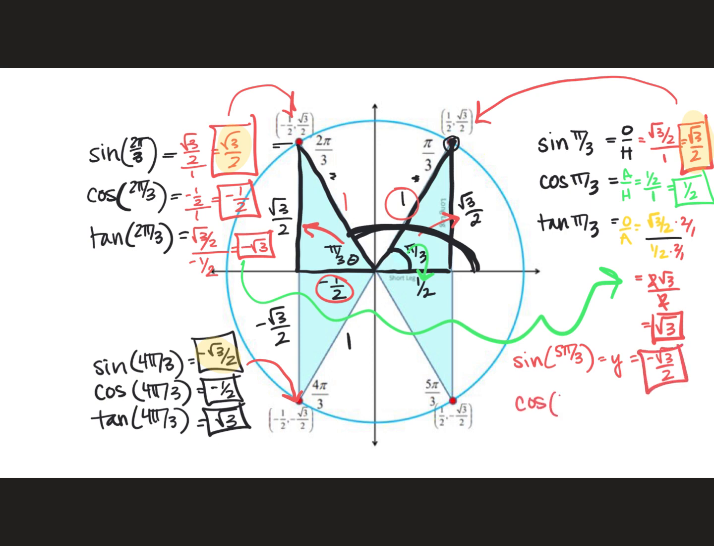Okay, let's see what this pattern is for cosine. So for cosine, we got 1/2. Well, that's the x-coordinate in that quadrant. Over here in the second quadrant, cosine was negative 1/2, which is again the x-coordinate. In the third, negative 1/2 again, the x-coordinate again. So cosine of an angle is always going to be the x-coordinate. So in this problem, cosine of 5 pi over 3 will end up being 1/2.